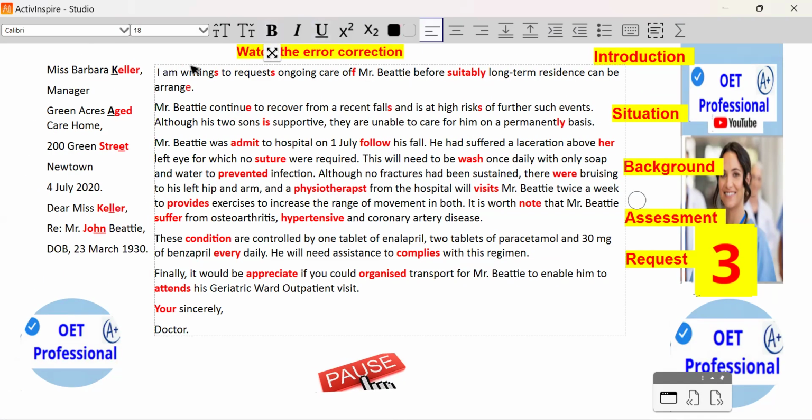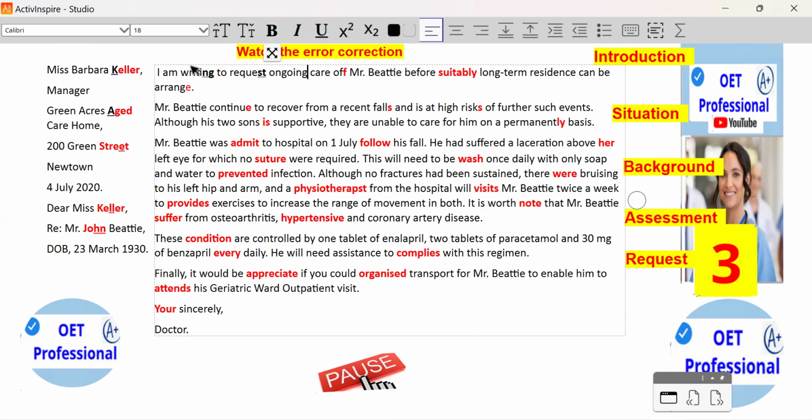I am writing to request, not requests, I'm writing to request. With to, we always use the infinitive of the verb afterwards. To request, to provide, to care for, to eat, to drink, etc.